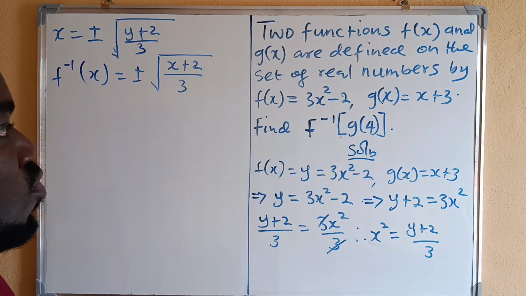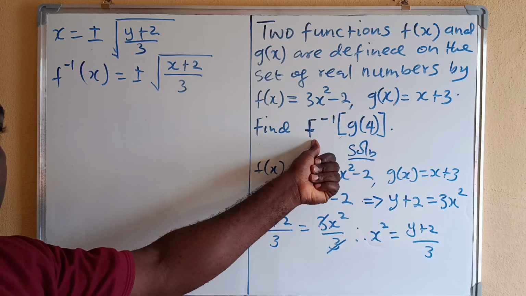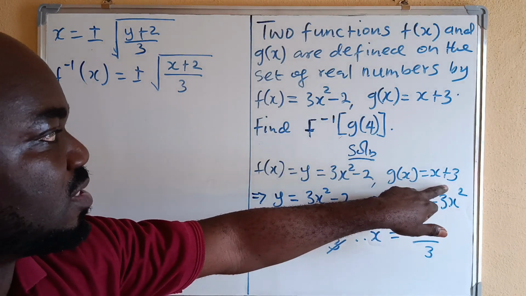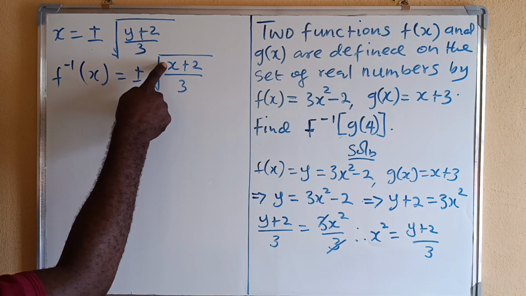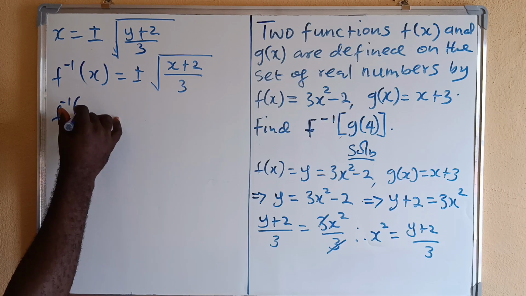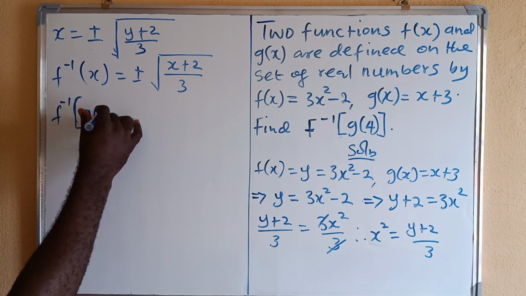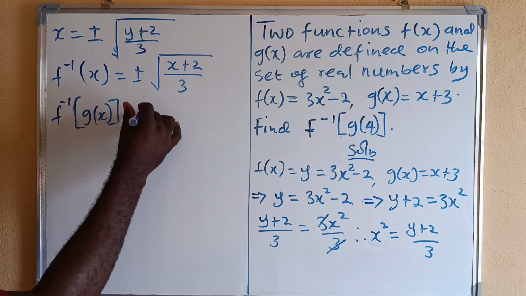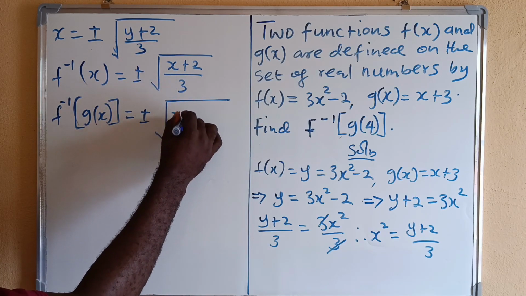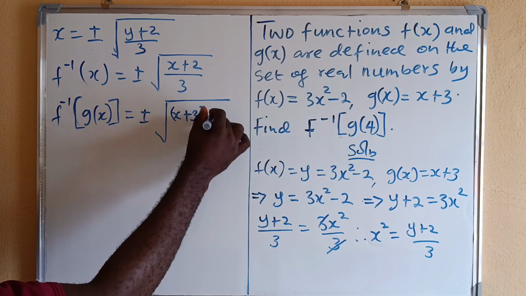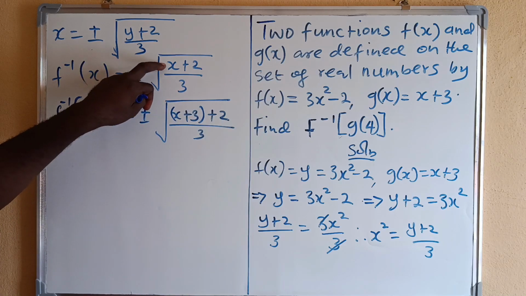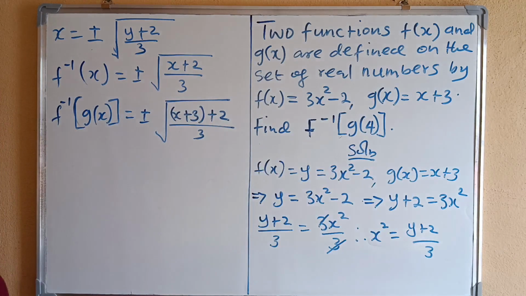Now, we're asked to compose g inside of the inverse of f. So what is g? g is x plus 3. So wherever I see x, I'll put x plus 3. So my composition now will be plus or minus root of, wherever I see x, I'll put x plus 3 and then plus 2, divided by 3. Because this x now is what I will use to compose g inside of the inverse.